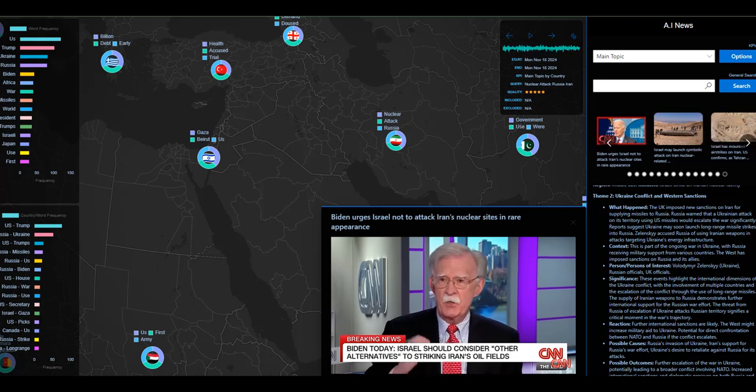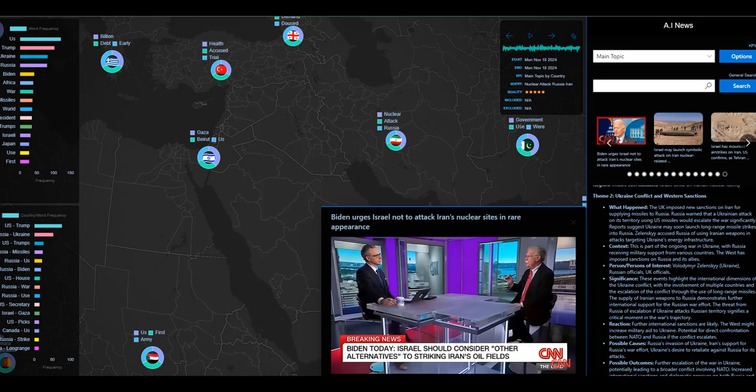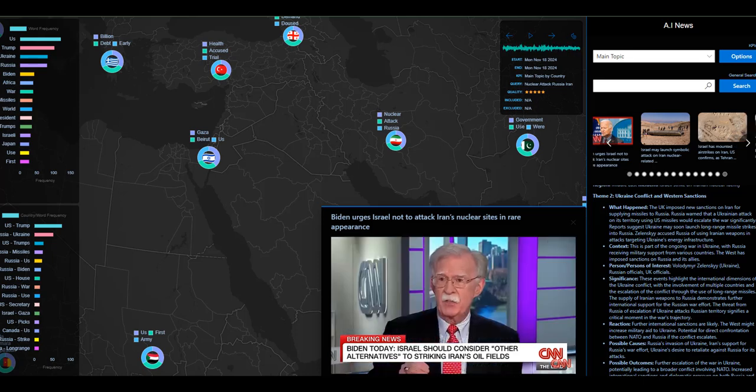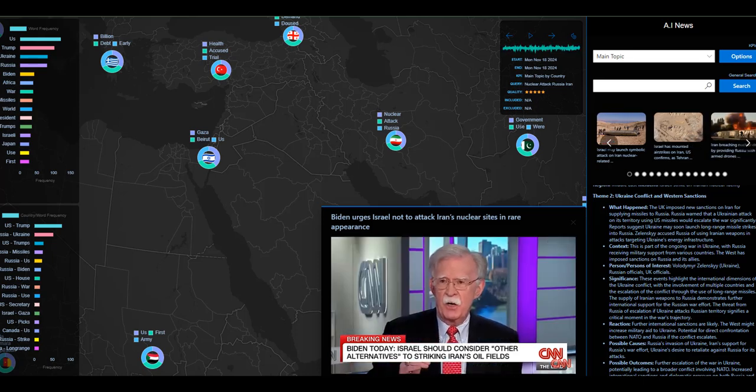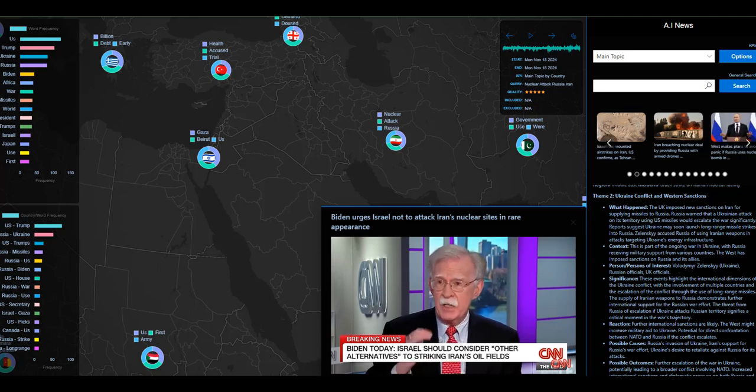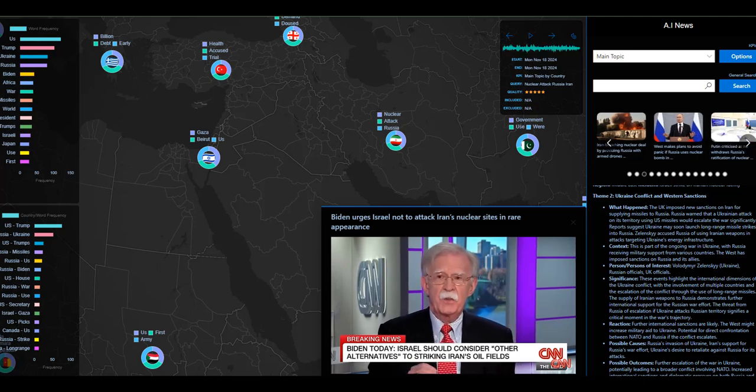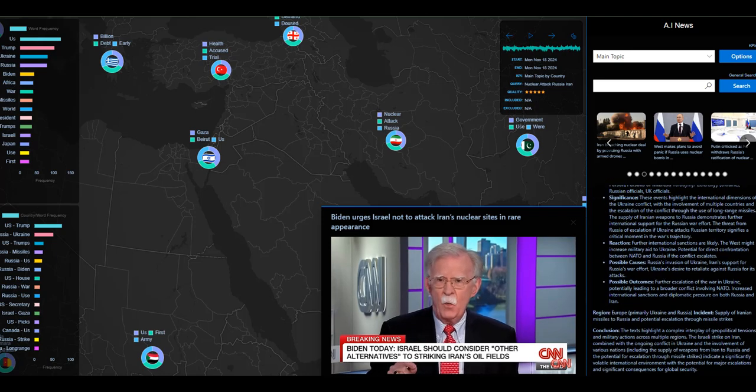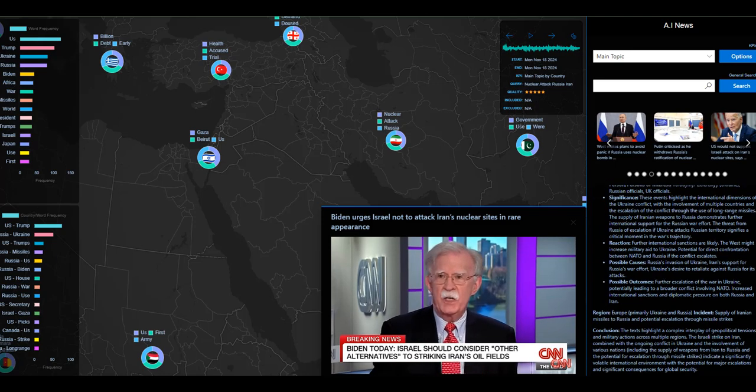Significance: these events highlight the international dimensions of the Ukraine conflict, with the involvement of multiple countries and the escalation of the conflict through the use of long-range missiles. The supply of Iranian weapons to Russia demonstrates further international support for the Russian war effort. The threat from Russia of escalation if Ukraine attacks Russian territory signifies a critical moment in the war's trajectory.